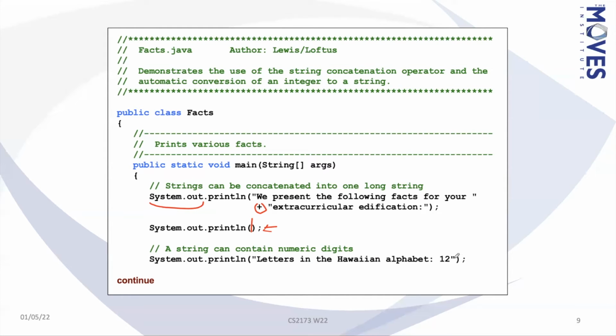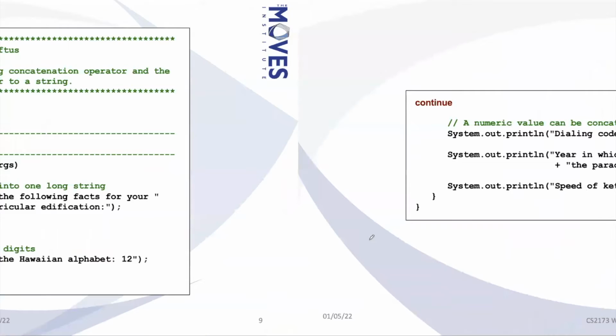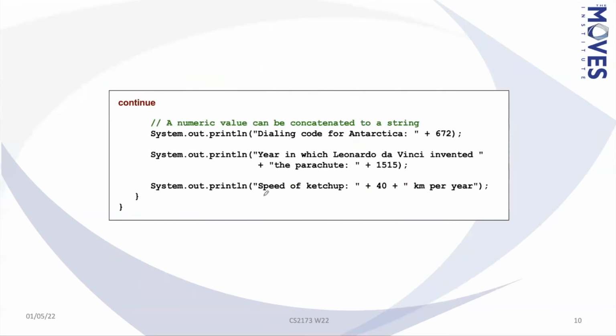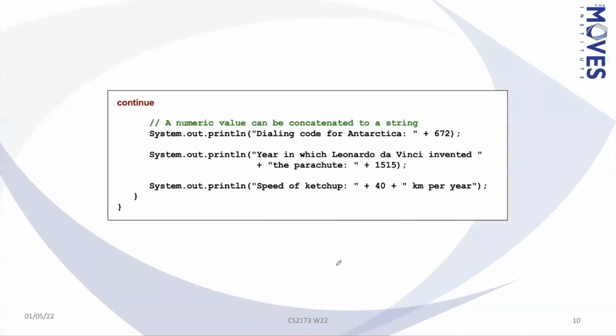And so the letters in the Hawaiian alphabet 12. So here we've included a numeric digit within the string. Okay, that's going to be important. So again, what do we predict this will do? What this will do is print this line, and then there's going to be a blank line, and then this line about the Hawaiian alphabet.